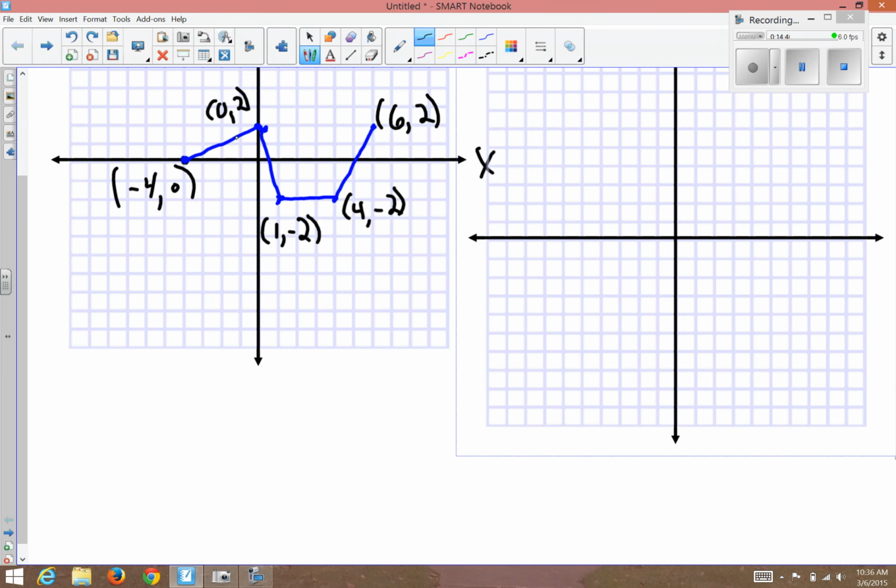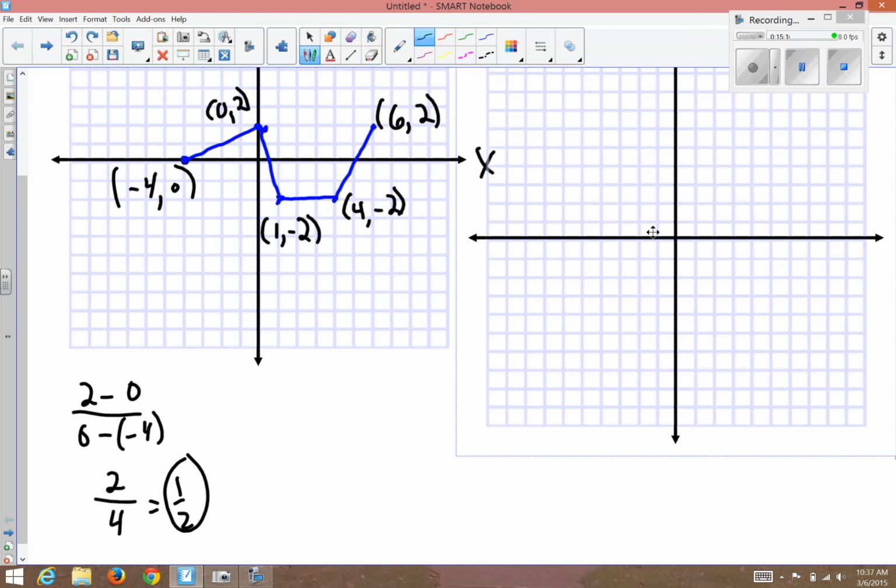For this first line segment, we're going to go left to right here. The slope is the change in y, that's 2 minus 0, over the change in x, 0 minus negative 4. 2 minus 0 is 2, 0 minus negative 4 is positive 4. So for that first line segment, which starts at negative 4 and stops at 0, the slope is a half. The slope all along here is a half.